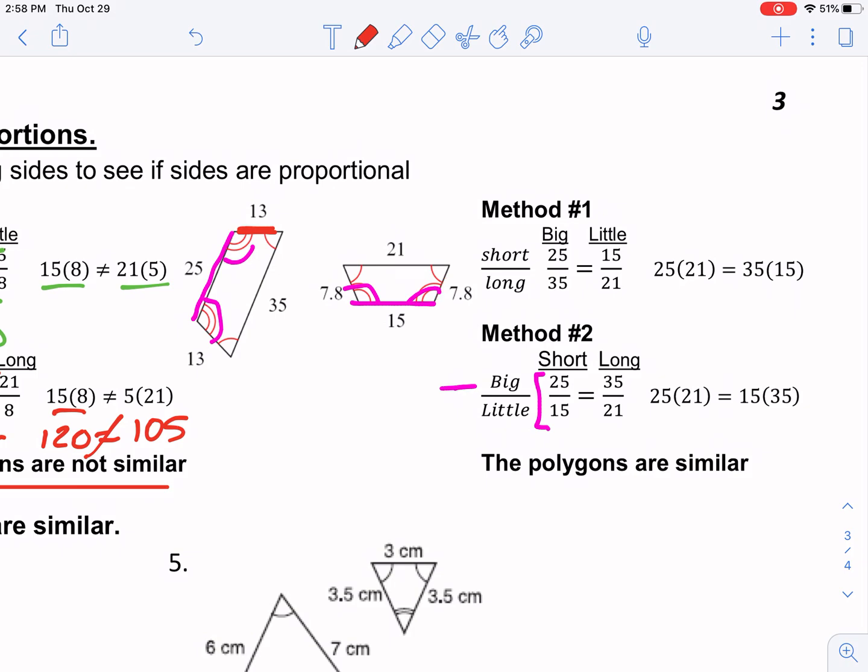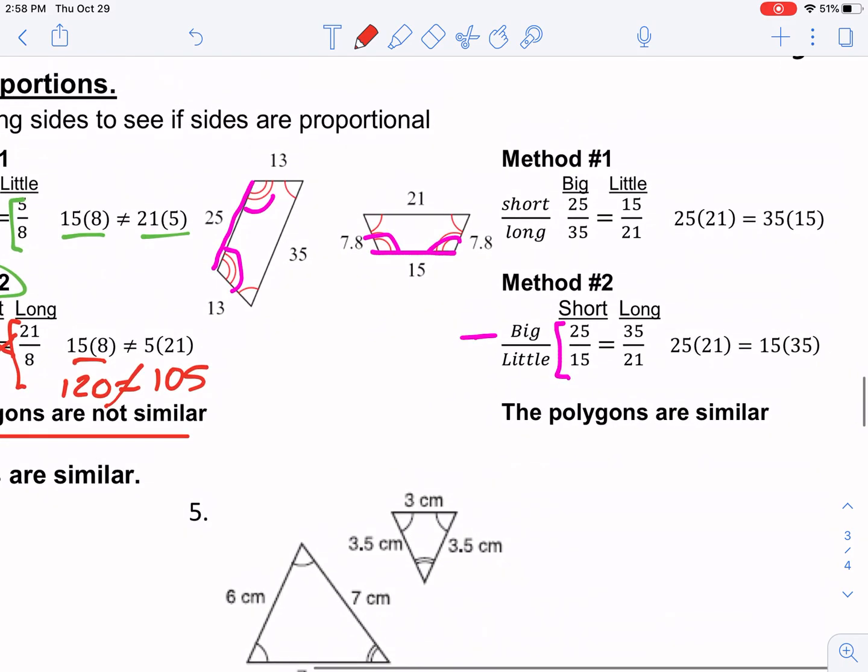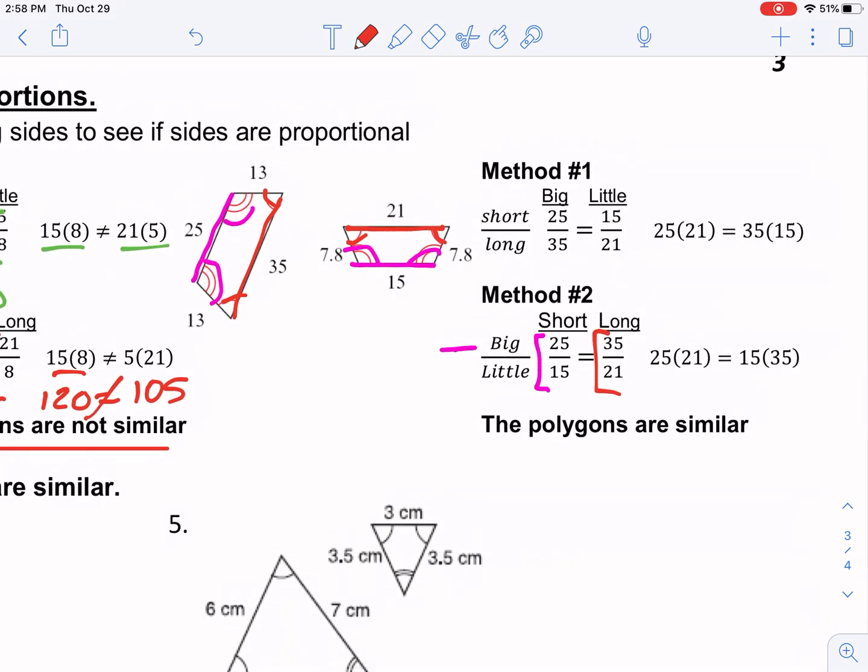Another way we could do it is they use the example 35 and 21. So let's follow that. The larger side of 35 has to correspond with 21. Notice these angles here match up with these angles here. So 35 over 21. Now, if we cross multiply and the answers are the same for both, then the ratio between the sides is proportional and the polygons would be similar. So cross multiplying, we have 25 times 21, 15 times 35. What do we get for both? 525, right? So if we get the same thing for both, that means that the sides are proportional to one another and the polygons are similar.